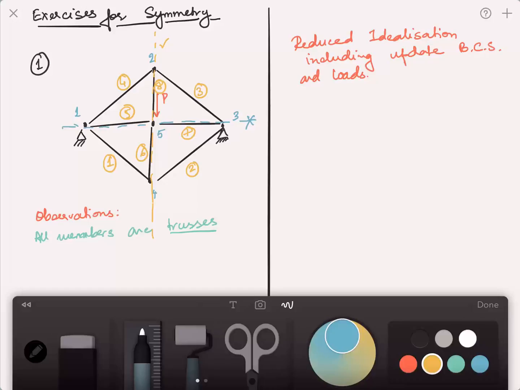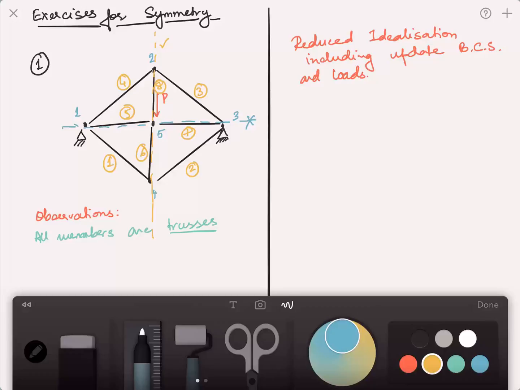Now what we notice is that there's a load acting at the axis of symmetry, and there's no other load acting on the entire assembly of these trusses. So it is safe to assume that this is the line of symmetry for the entire structure. So once we've identified the line of symmetry, we can start reducing the structure that we are looking at now.